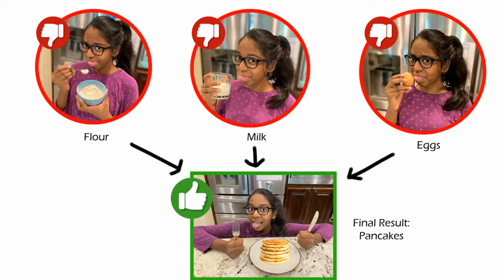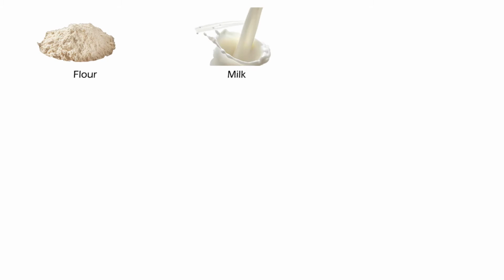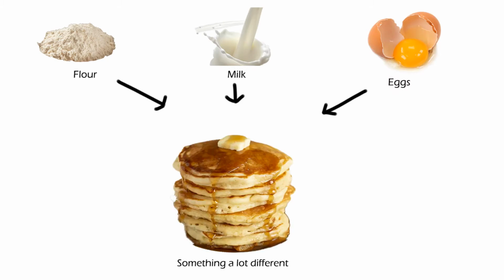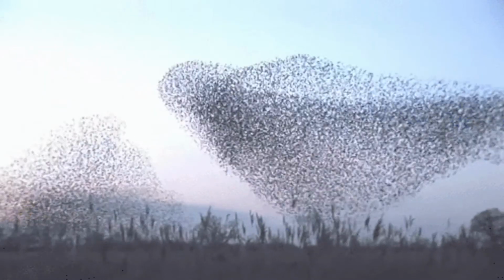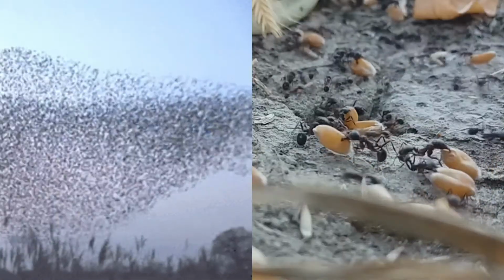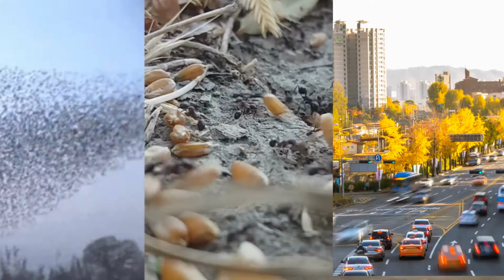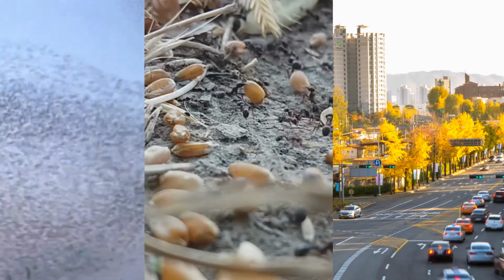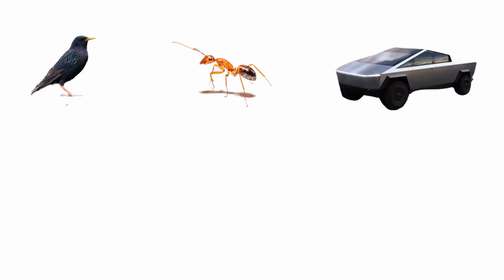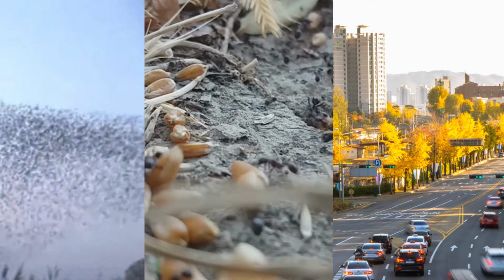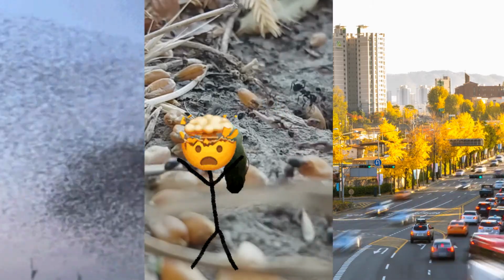Have you ever noticed that pancakes taste nothing like the ingredients that make them? When all the individual parts come together, they form something a lot different. And this doesn't just apply to pancakes. Birds form interesting patterns, ants become smarter when they're together, and traffic forms complicated systems. Coincidence? I think not. Each of these things by themselves is quite boring, but when you put them together, they behave in mind-blowing ways. This concept is known as emergence.